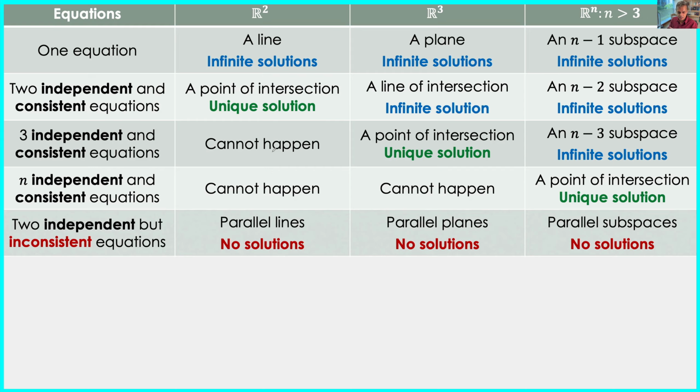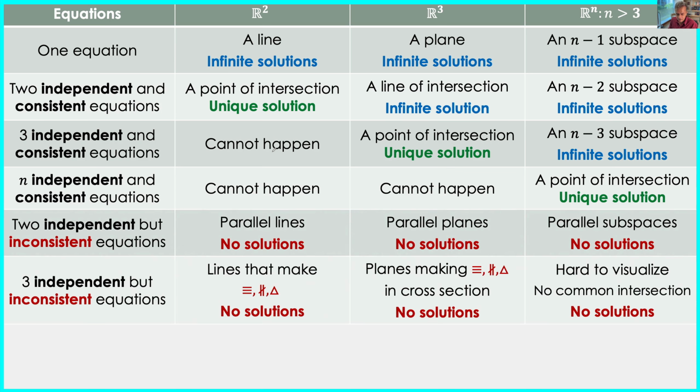You have two independent but inconsistent equations. In R2 what you have would be parallel lines, no solutions. In R3 you will have parallel planes, again no solutions. In Rn it will be parallel subspaces similar to parallel planes, parallel hyperplanes or something, still no solutions. Three independent but inconsistent equations.